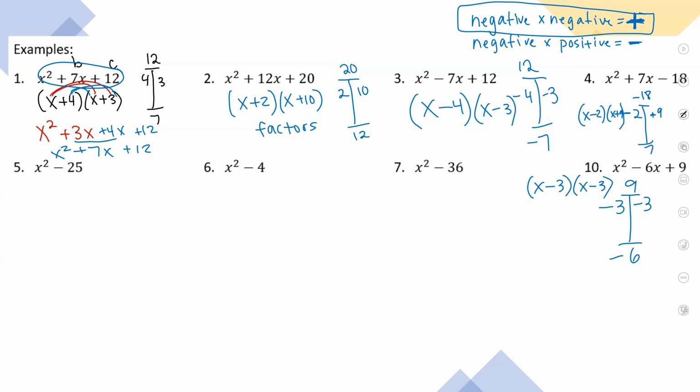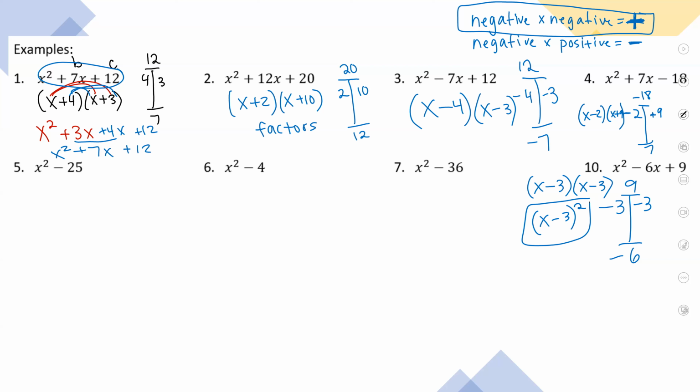And since I have two of them, I can also just write it like this: x minus 3 squared. You have them twice. Okay, so that's the simplified version. All right, number 5, 6, and 7. What do you guys notice about numbers 5, 6, and 7? Yes, there's no b value.